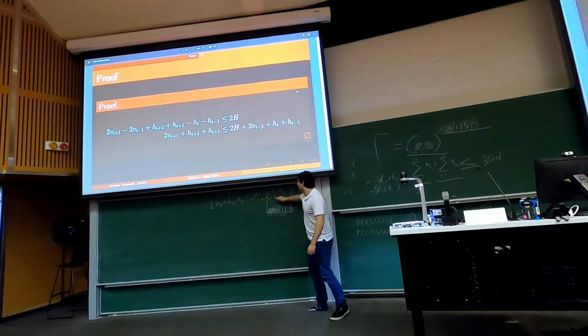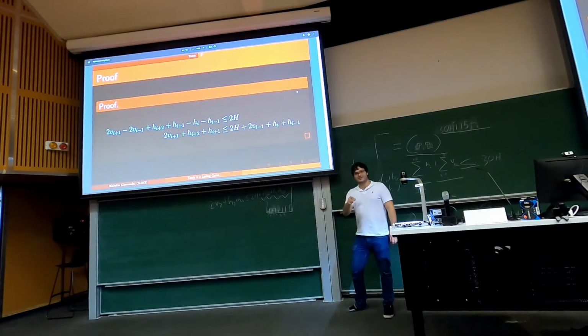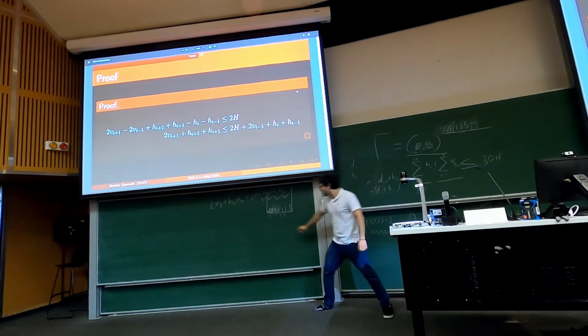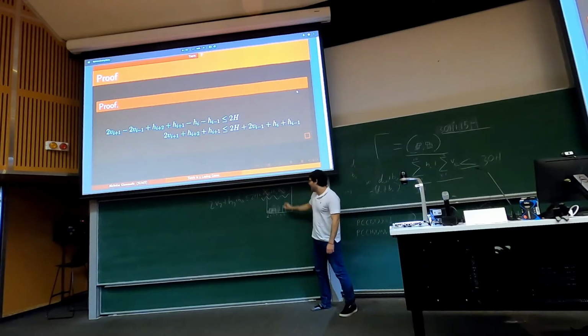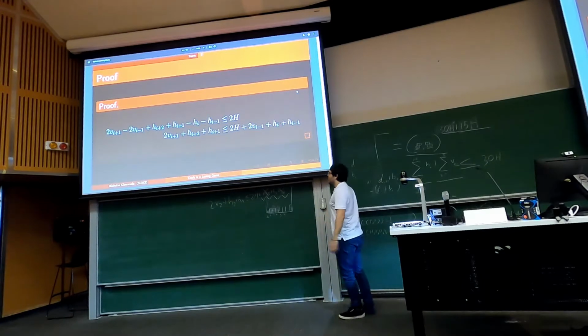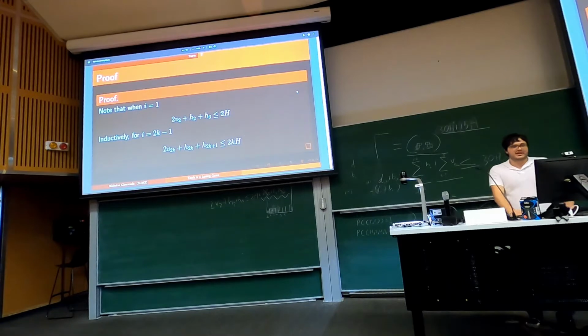Can anyone tell me why these terms are 0? Just recall the definitions of the terms. Oh, yes, because there's a 0. There's no 0 column, yeah, correct. We started indexing from 1, so there are no pieces, and we immediately get rid of these. There's no pieces placed in column 0, column 0 doesn't exist. Similarly, we can't have a piece centered in column h1 because then it's got a piece in column 0. So in particular, we have that 2v2 plus h2 plus h3 is also equal to 2h, which is quite nice.